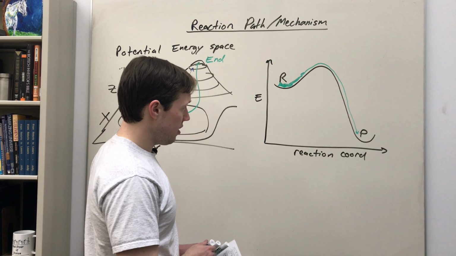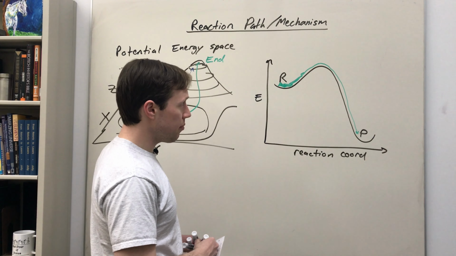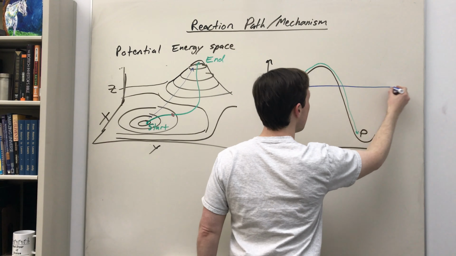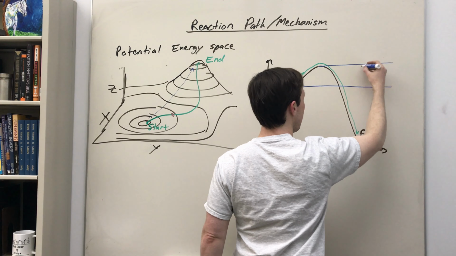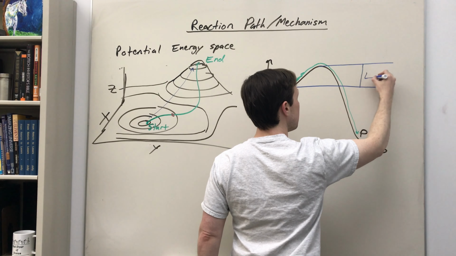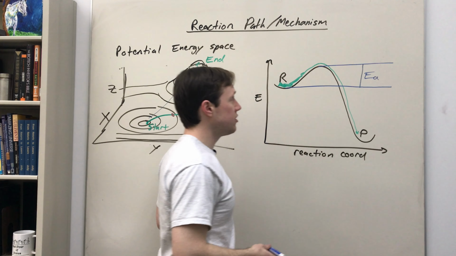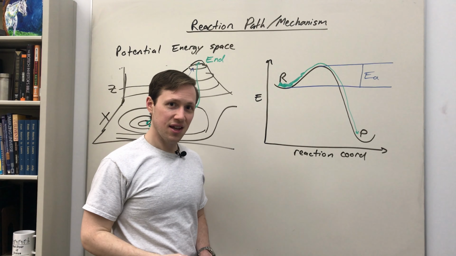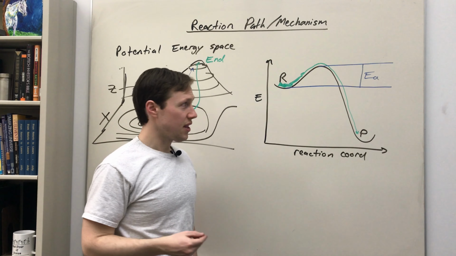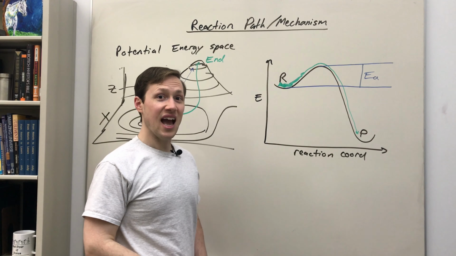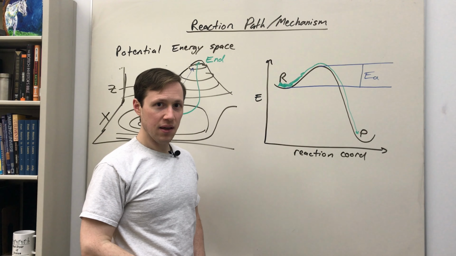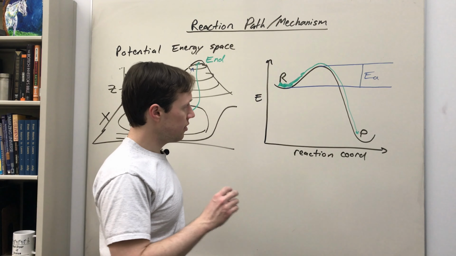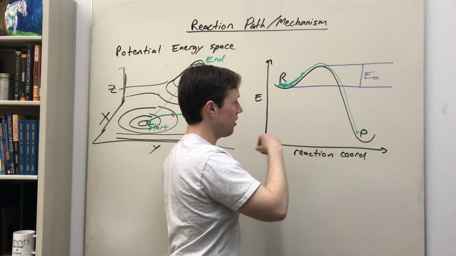Now, if it's necessary to go up to this energy to make it over from reactants to products, then the difference in energy between our reactants and the top of that peak is called EA, the activation energy. The activation energy, we're going to see later on, is related to the rate of the reaction.